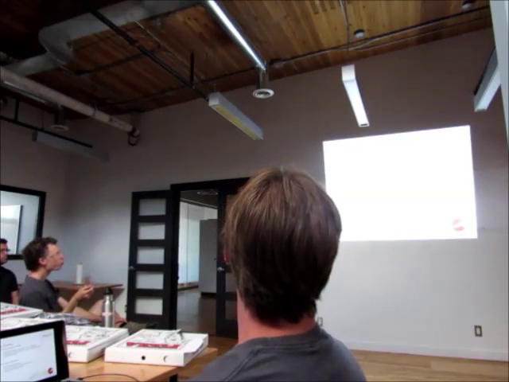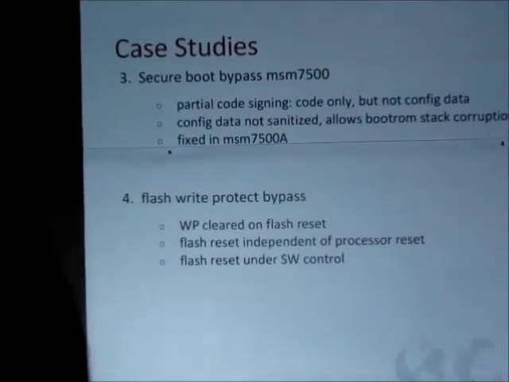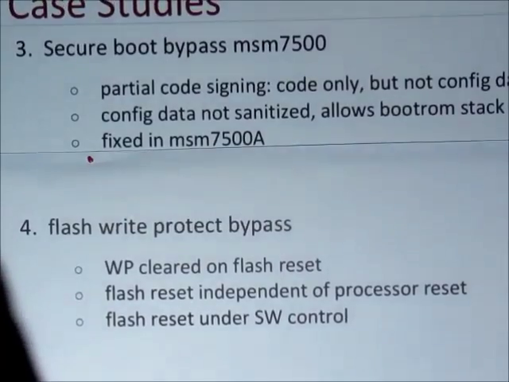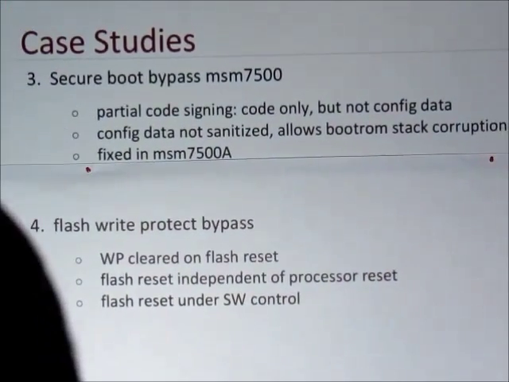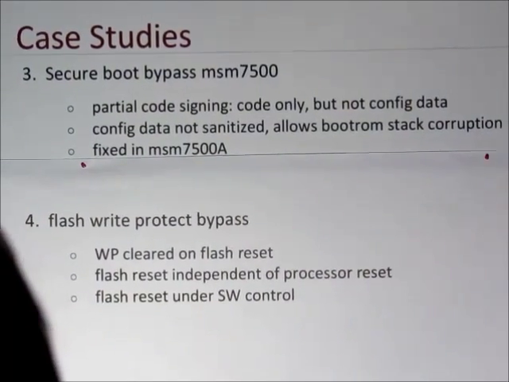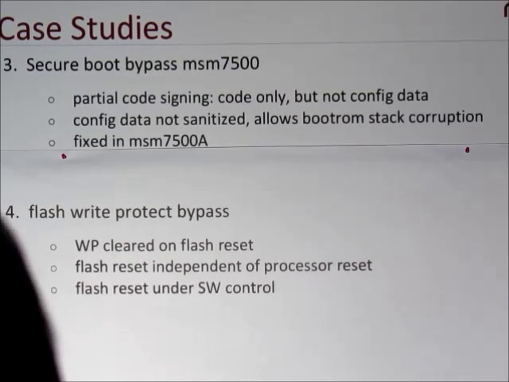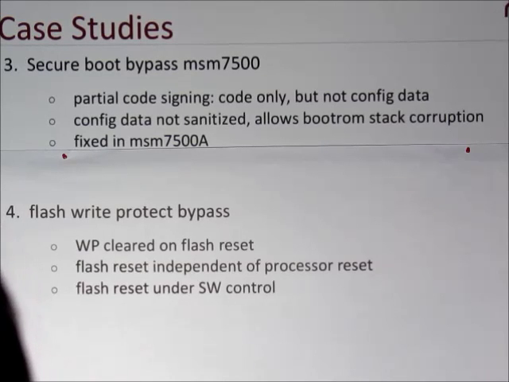Flash write protect bypass. Most flash chips will have some sort of write protection, either on the whole flash or part of the flash, and that's configurable. There's two kinds of write protection. You'll have a hard write protection where you can enable it, like a fuse in flash, and it's forever write protected. Most devices like MMC will have a soft write protect where you send a software command to write protect this region, and that write protect will get cleared on reboot, and then you have to write protect it again. So in your boot code, you would just rewrite it. But you can bypass this on a lot of devices just by resetting the memory.